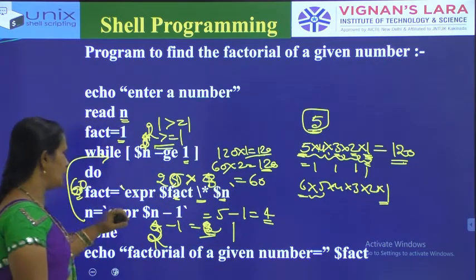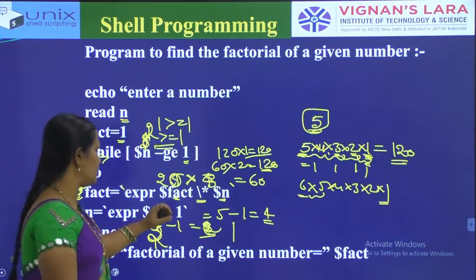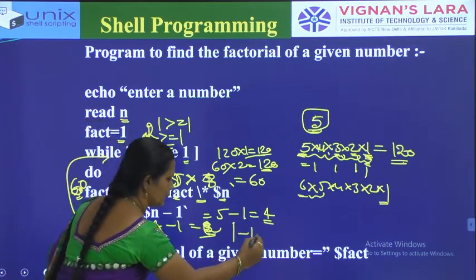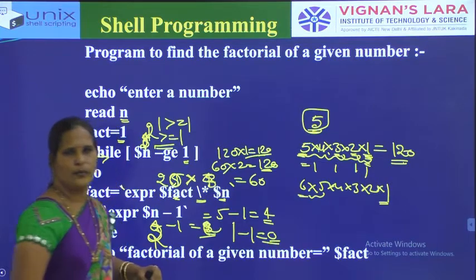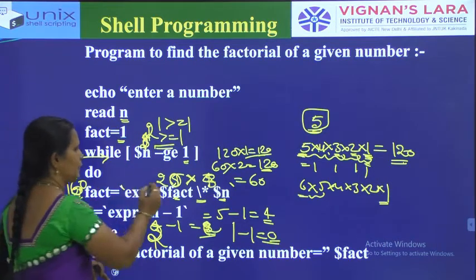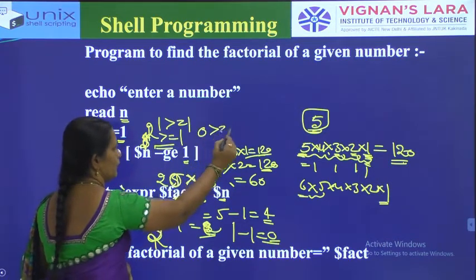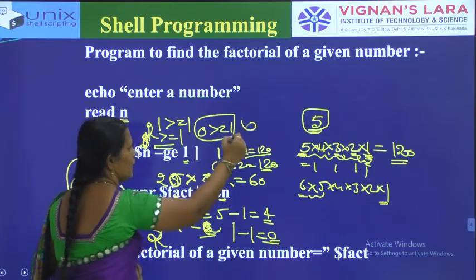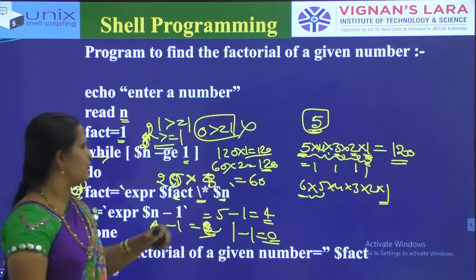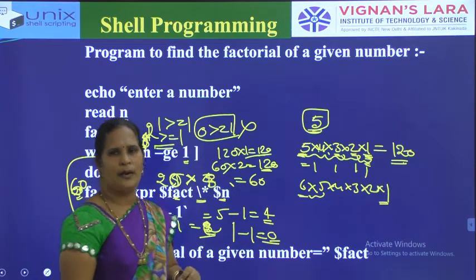Next, n equal to expr $n minus 1 means 1 minus 1, which equals 0. Again the control goes here. The n value is equal to 0. 0 greater than or equal to 1? The condition returns a false value. Okay. Simply the control comes out of the while loop.